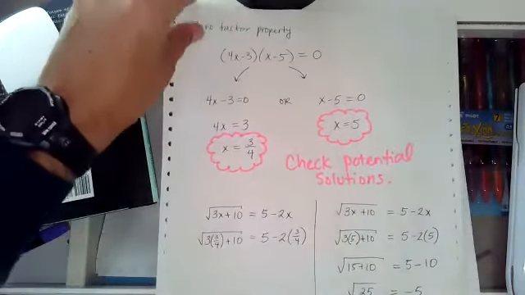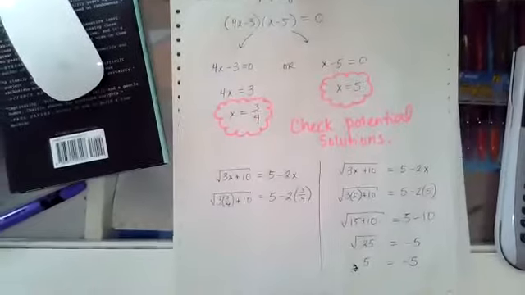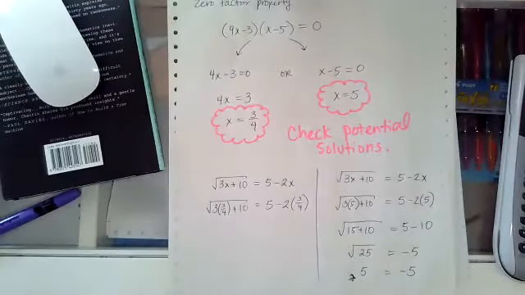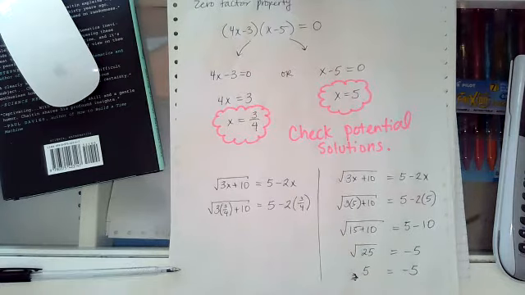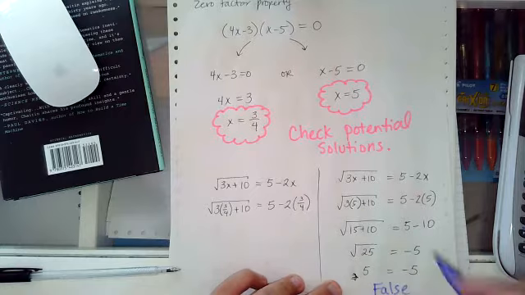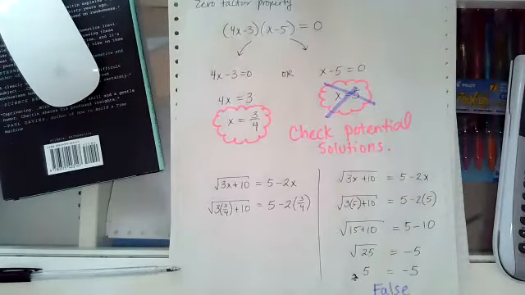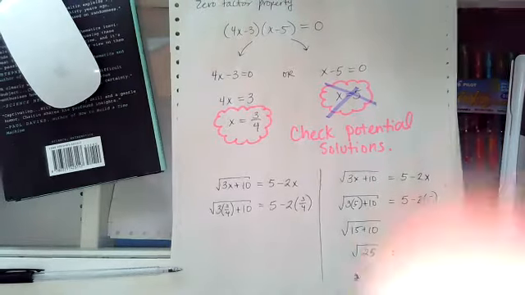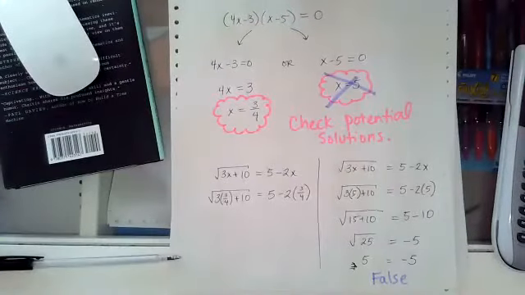Oh, and you guys can't see that. Since these are not equal to each other, and that's a false statement, then this solution does not work. You don't have to check them by hand. You can totally check them in the calculator, and that'll cut down on some time.